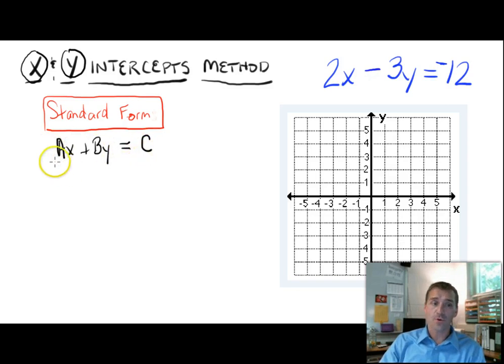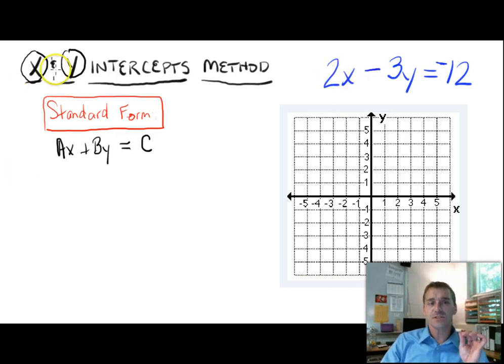That is standard form, when you have ax plus by equals c. So technically, standard form is when you have the x and y's on the same side of the equal sign, with just a number on the other side, like it's written right there. So you don't do anything different with this one. You don't have to put it in slope-intercept form.